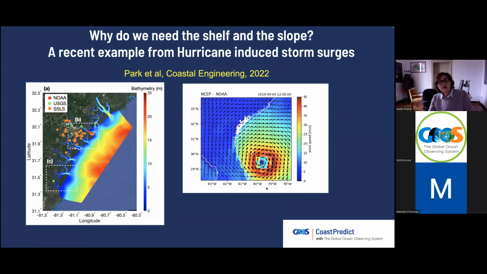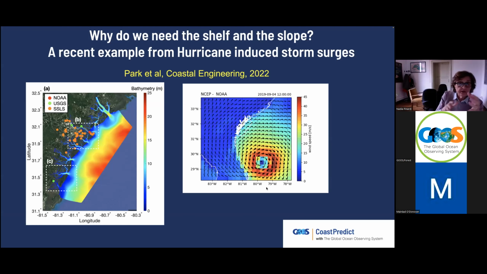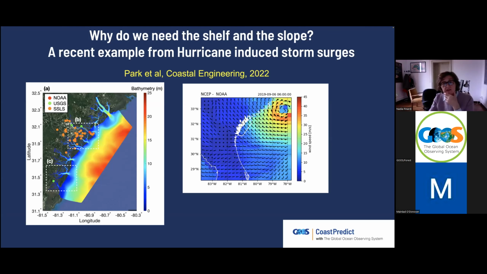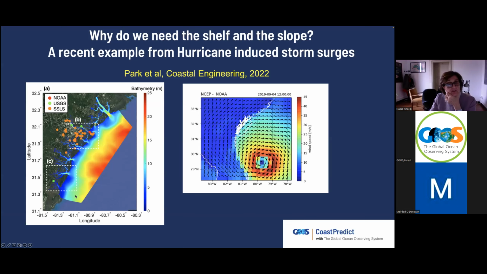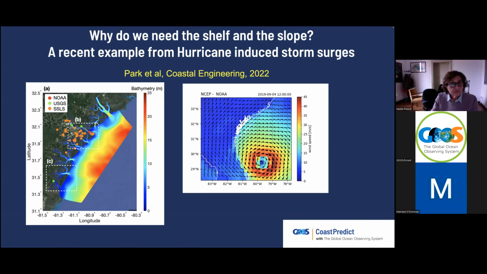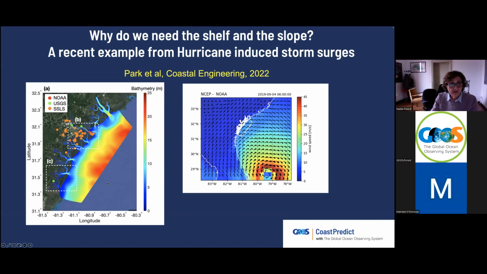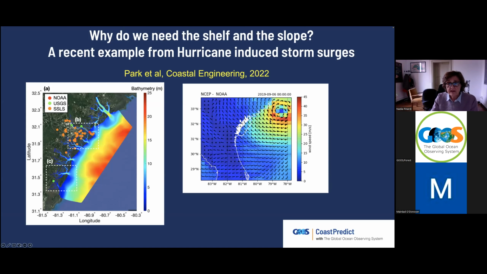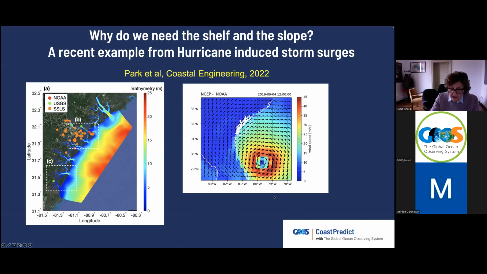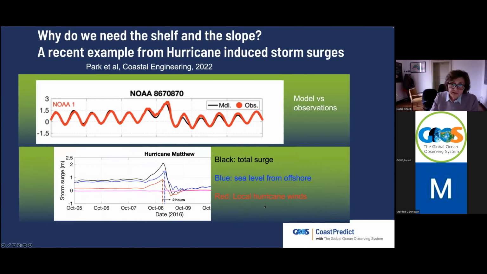Okay, but why do we need the shelf and slope? Most of us work in estuaries and very close near the shore. And here is an example of a model that was set up at Georgia Tech by an international collaboration, and it was done for getting sea level at the coast of Georgia, and especially when hurricanes are coming. And you know, here is the result of this model nested into a global one, which is a key, another one.